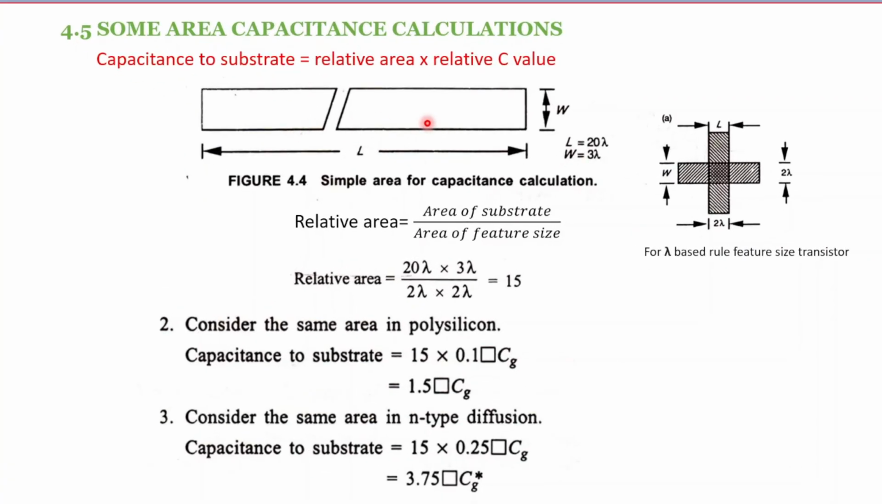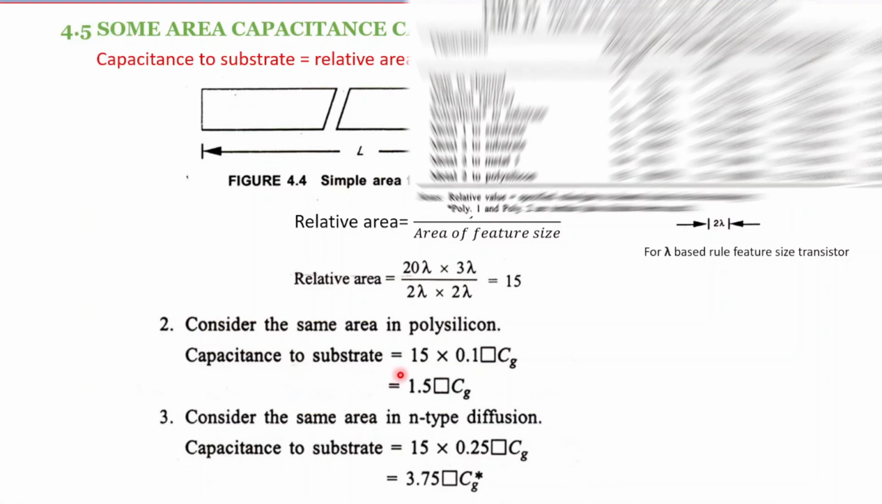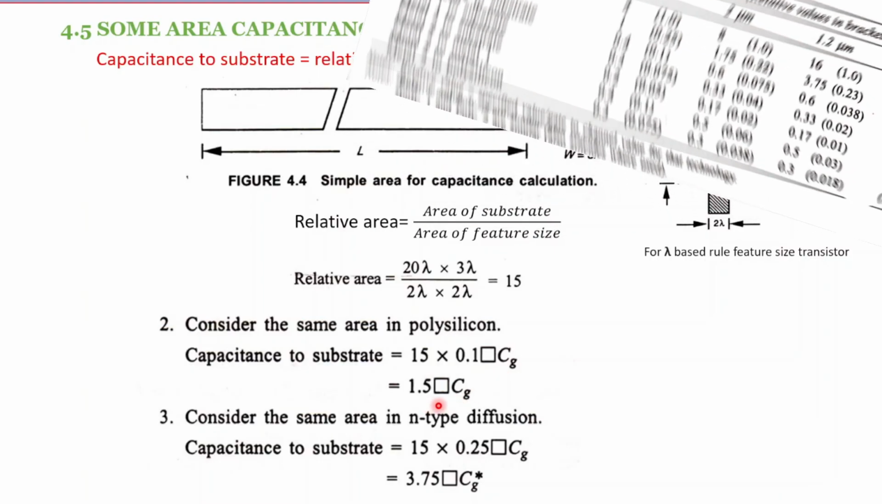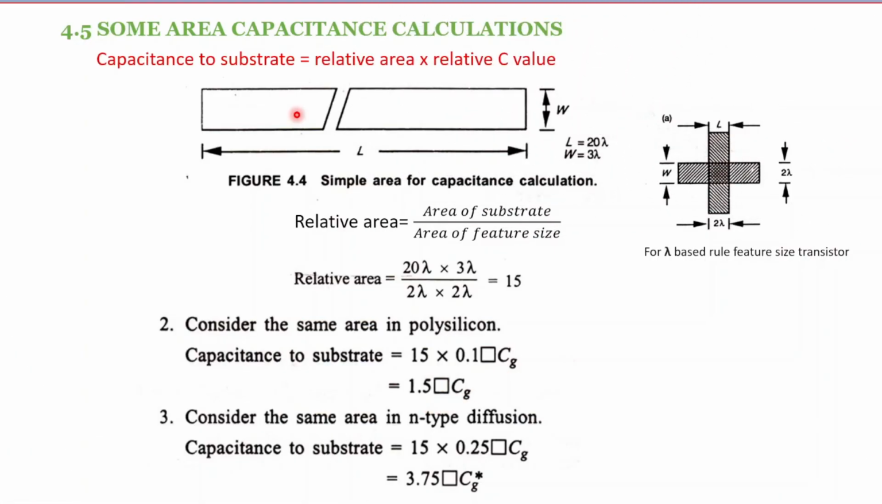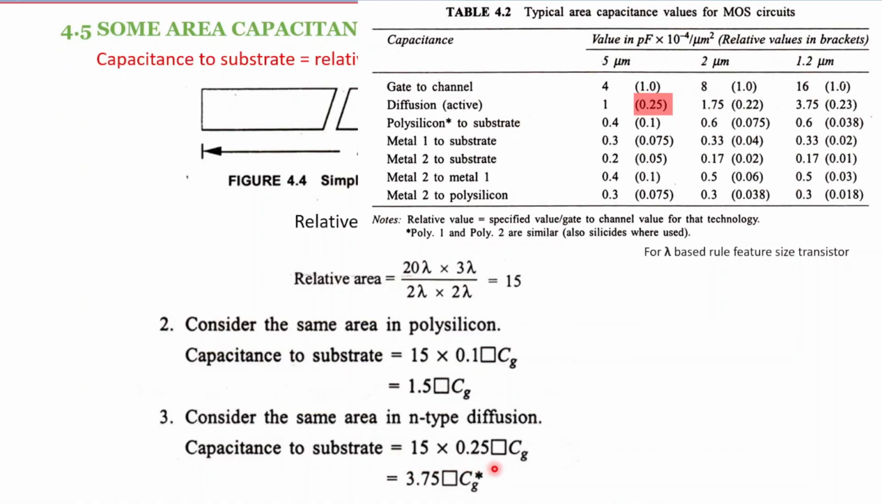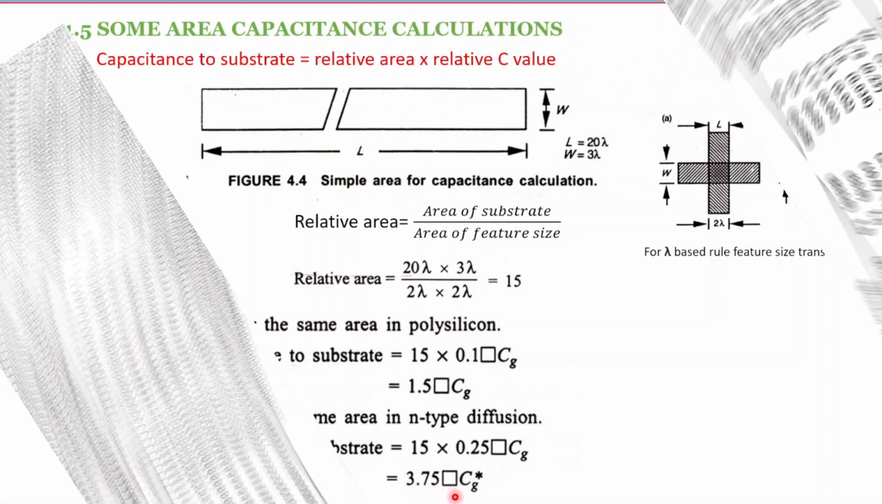If you consider this substrate is polysilicon, then the capacitance of the substrate will be 15 into 0.1 square Cg from the table, so it becomes 1.5 square Cg. Now if you consider the substrate is n-type diffusion, then the capacitance of the substrate will be 15 into 0.25 square Cg from the table, resulting in 3.75 square Cg.